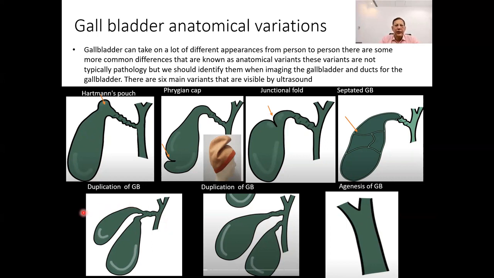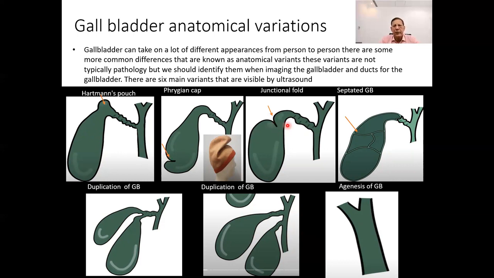Hartmann pouch is present at the neck of the gallbladder. This is also called the infundibulum. So this is a folding which is seen at the neck of the gallbladder, and the significance is that sometimes a stone can be impacted in the Hartmann pouch. The Phrygian cap is also a fold in the gallbladder, but this is seen at the level of the fundus, and it's a really very common spot for stones to get stuck.